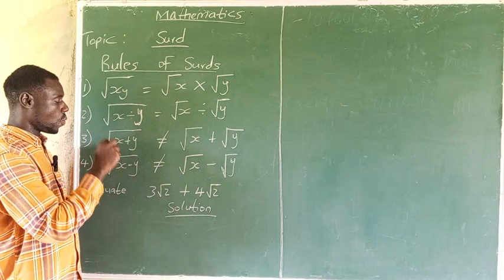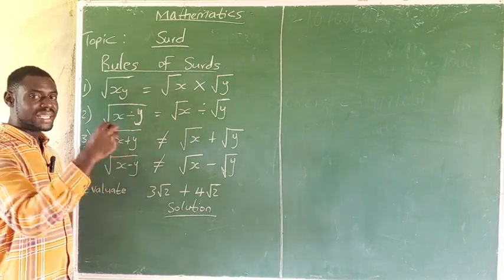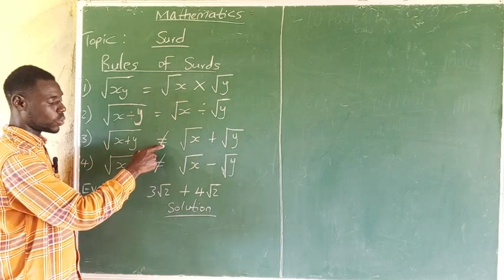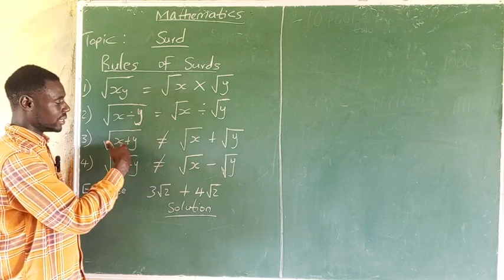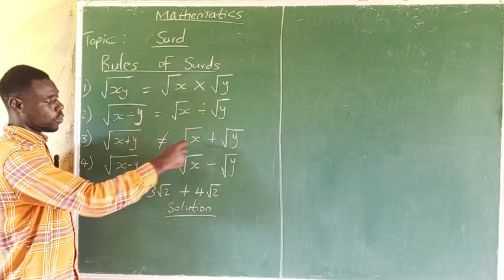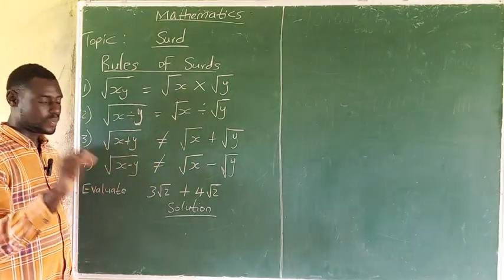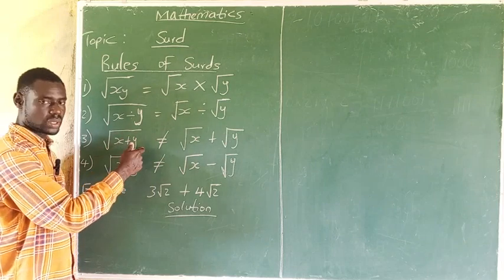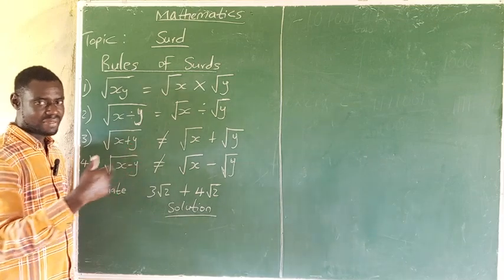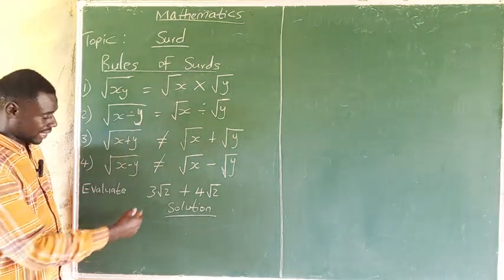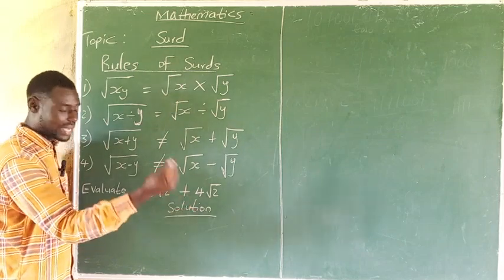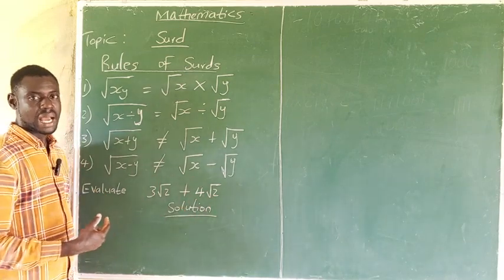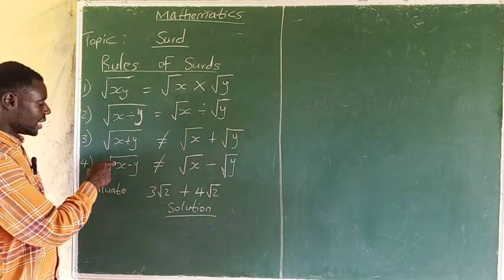The third one says, whenever I have 2 variables inside a root, they can never be added. You can't add them. This one means it's not equal to. You cannot add them if their roots are not the same. Maybe this is one root and this is another different root entirely. They can never be added. We will solve an example like this now. Look at these 2. They can be added because the roots are the same. But once the roots are not the same, you cannot add them together.